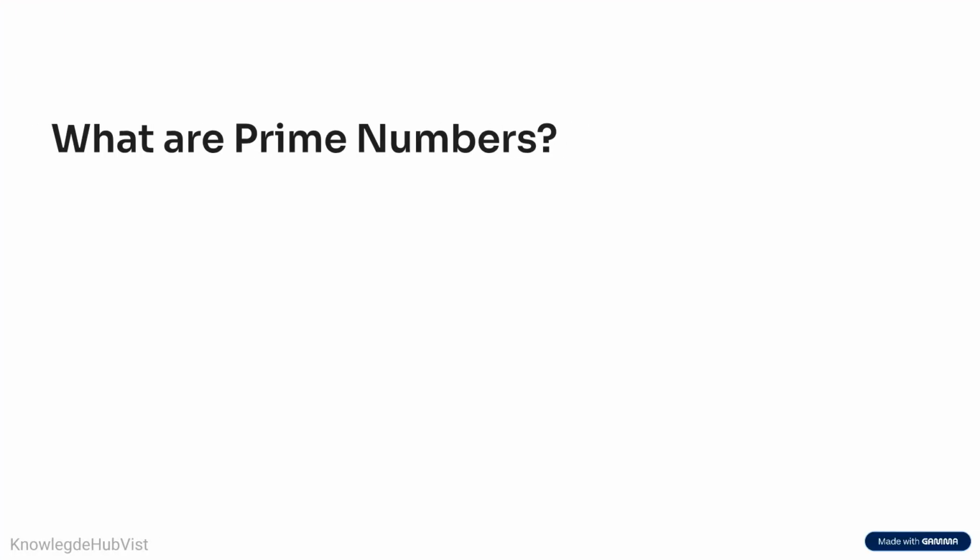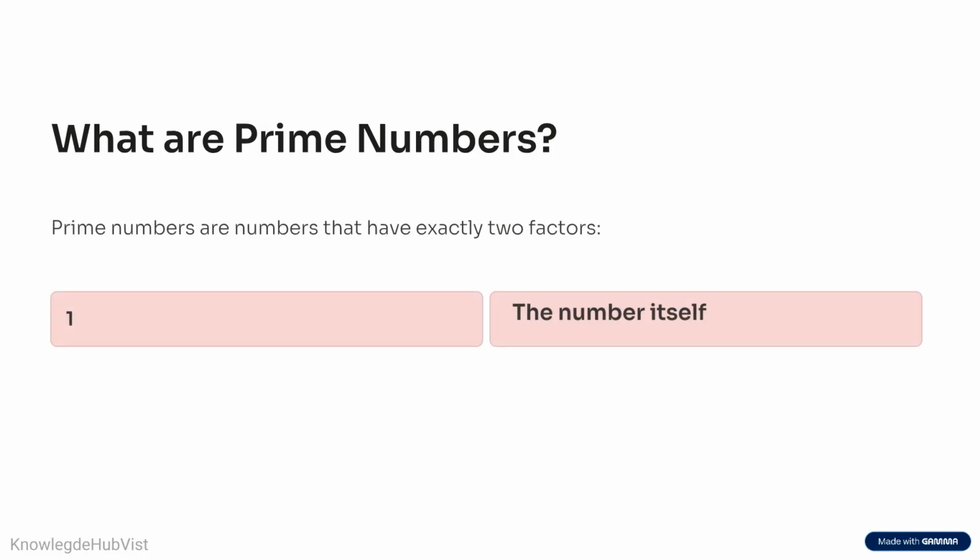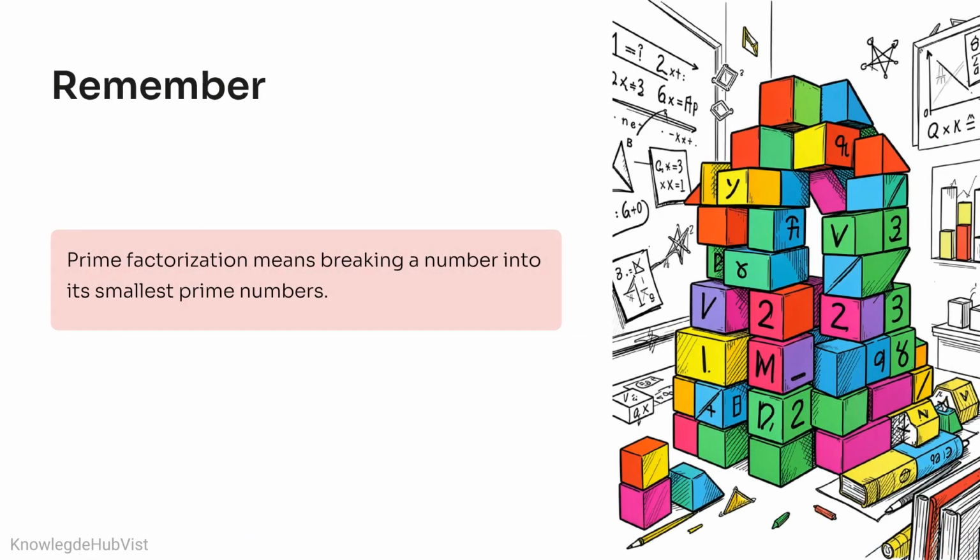To understand this, we must know what prime numbers are. A prime number has exactly two factors, 1 and the number itself. Examples include 2, 3, 5, 7, 11, and 13. Remember, prime factorization is simply breaking a number down into its smallest prime components.